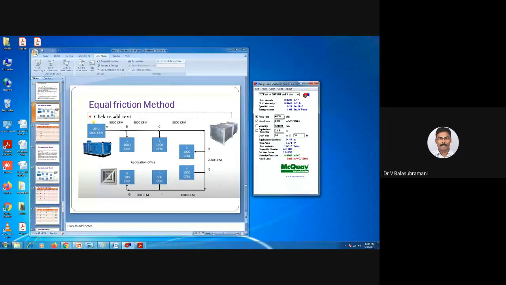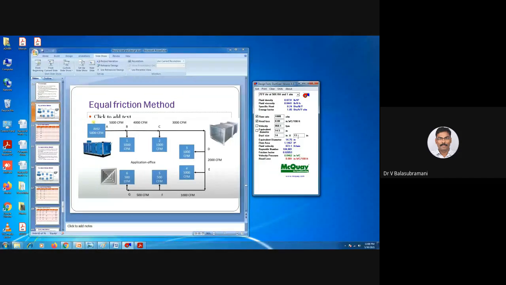For 4,000, it is 14 cross 38. And then 3,000, 30 cross 13. It's a correct 30. And 2,000, 14 cross 22. But our answer is also 14 cross 22. I made a mistake. And the next one is 1,000. The next one is 1,000.